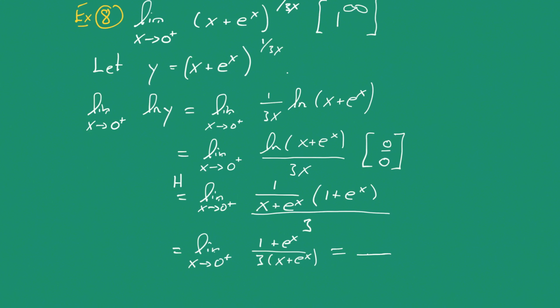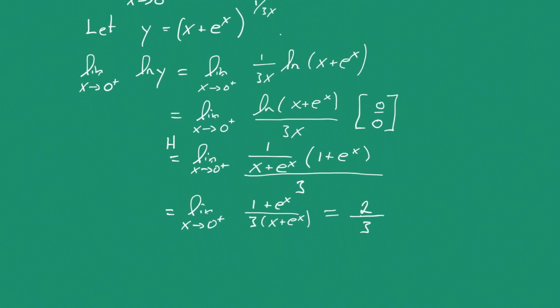Our denominator is, as we said, going to be 3, and the numerator is tending to 1 plus e to the 0, which is 1 plus 1, which is equal to 2. Okay, so now we've found the limit as x tends to 0 from the right of log y. Well, we wanted the limit as x tends to 0 from the right of (x plus e to the x) to the exponent 1 over 3x. In other words, we wanted the limit as x tends to 0 from the right of y. And we know the limit as x tends to 0 from the right of log y. From this, we can finish up.